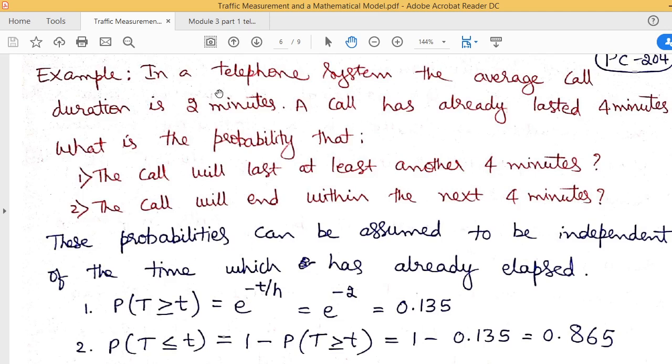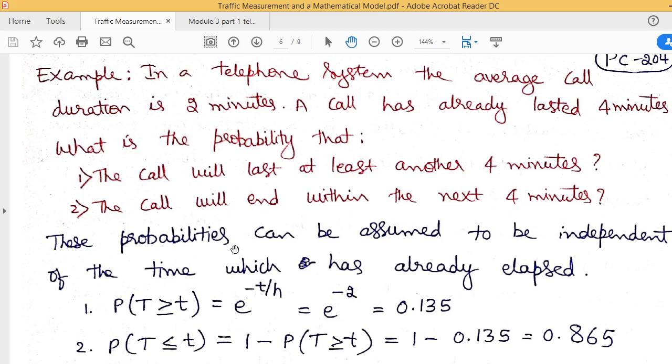So they are saying that the average call duration is 2 minutes, which is H. H is given; the average call duration, which is nothing but the holding time, is generally about 2 minutes. But right now a call is already in progress and it has already lasted 4 minutes, and they are asking us to calculate the probability that it will last for another 4 minutes. Similarly, what is the probability that it will end within the next 4 minutes?